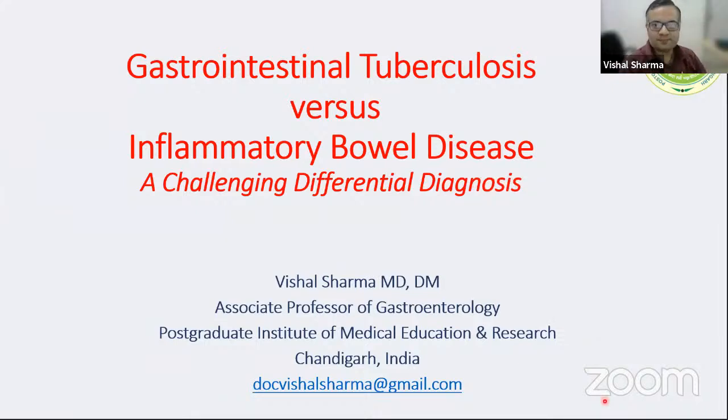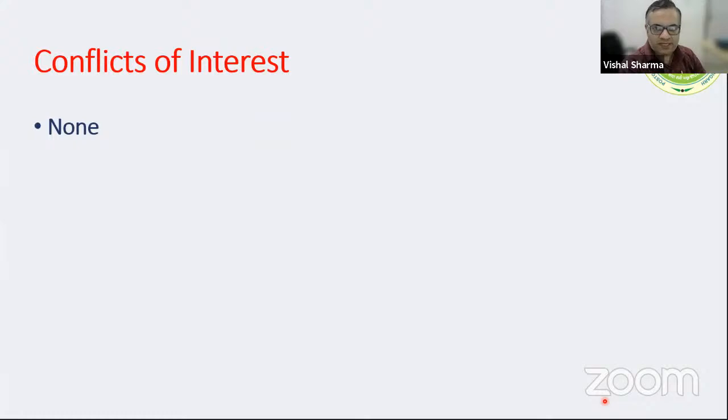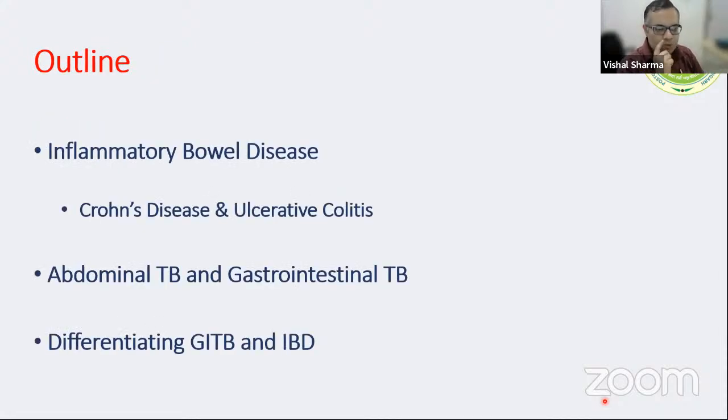As I said, the task which I have today is to talk about gastrointestinal tuberculosis and how to differentiate it from inflammatory bowel disease. I do not have any relevant conflicts of interest, except that I have an interest in both of these disease entities as a researcher. The outline is fairly simple. I will introduce inflammatory bowel disease, and then how to differentiate Crohn's disease and ulcerative colitis. The second thing is to talk about the various manifestations of abdominal and gastrointestinal tuberculosis. And eventually we'll talk about how to differentiate gastrointestinal TB from inflammatory bowel disease, and this will be, for all practical purposes, Crohn's disease.